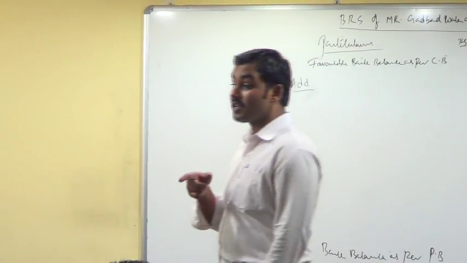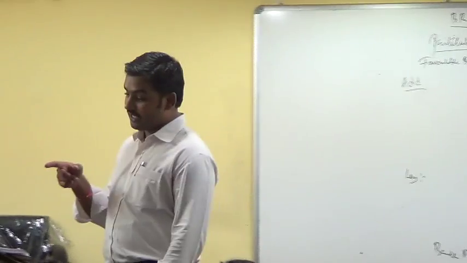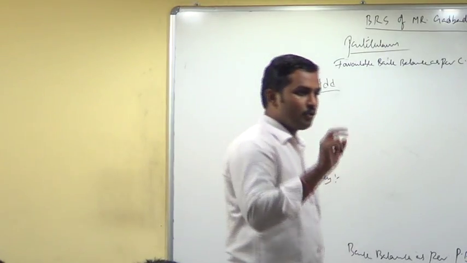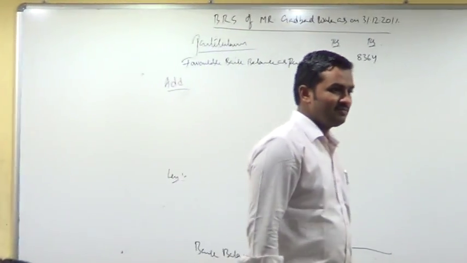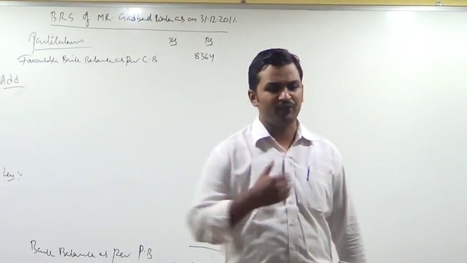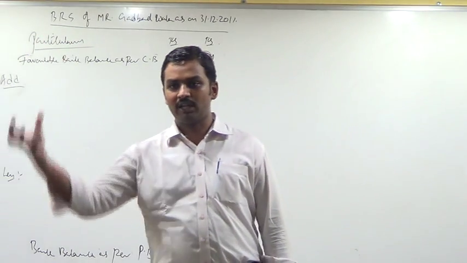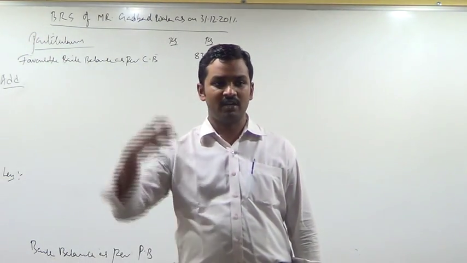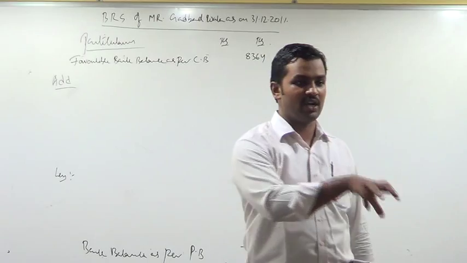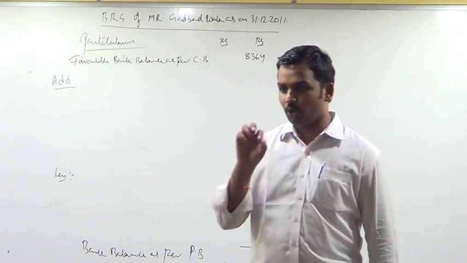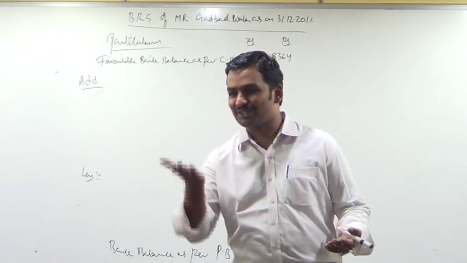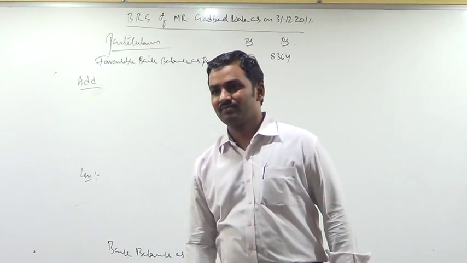The payment side of the cash book was undercast by 100. Suppose there was a payment of 1,000, but you total it as only 900. How do you find the balance of the cash book? Total the receipt side, total the payment side, receipt side minus payment side, you get the balance. If you total the payment side short, the balance will automatically be more.